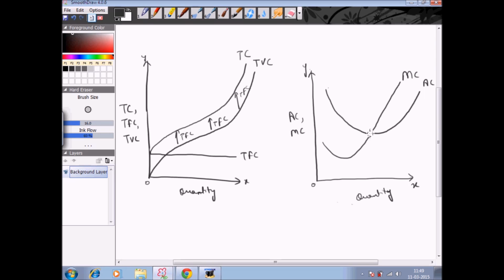See, here it is cutting the average cost curve here at this point. That is at its minimum point.